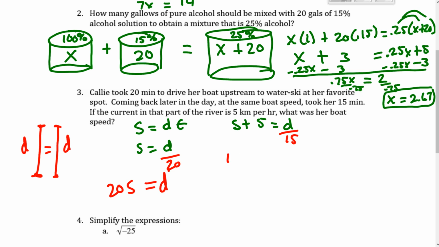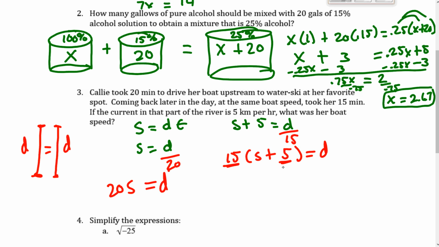And this is actually 15 minutes. And this is actually 5 kilometers per hour. So I need to convert one of those. So I need to either convert this to hours, or I need to convert this to minutes.